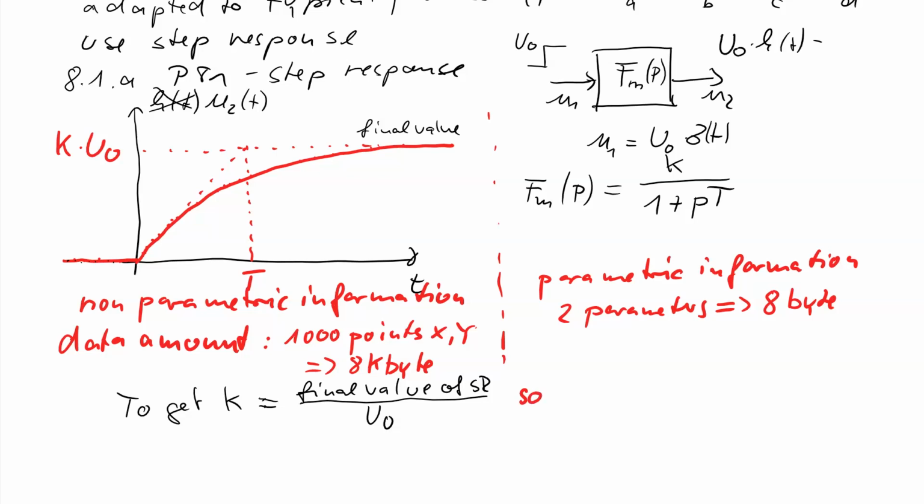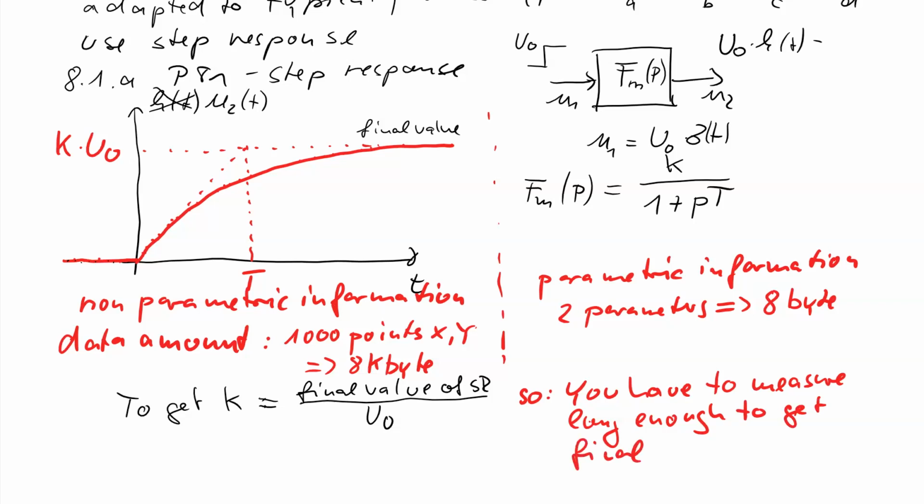So consequence, you have to measure long enough to get the final value. If you stop your measurement, say here, you cannot extrapolate the final value. So you have to wait long enough, say up to here or here, then you can say, okay, I can extrapolate the final value and get a good information of K.